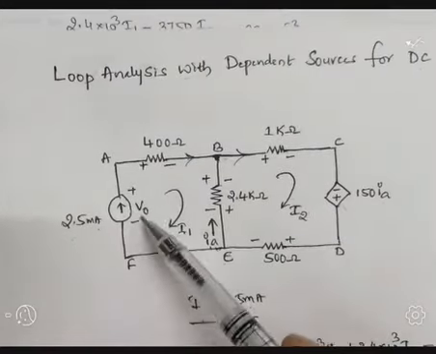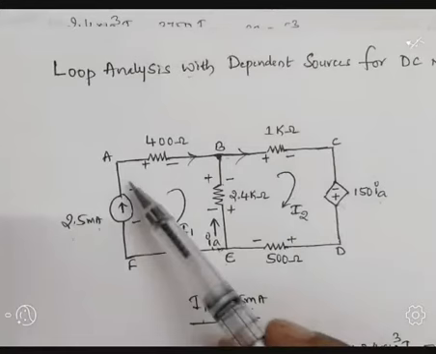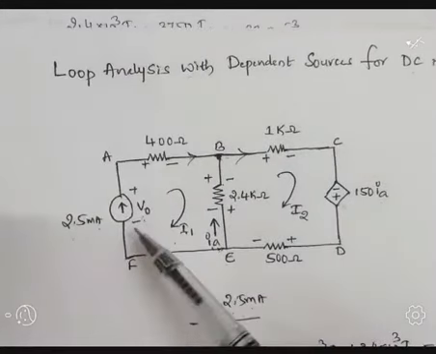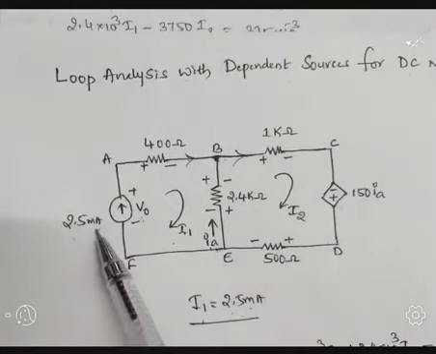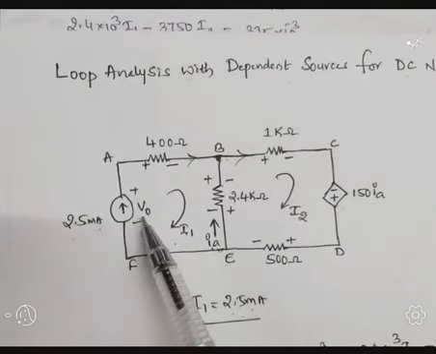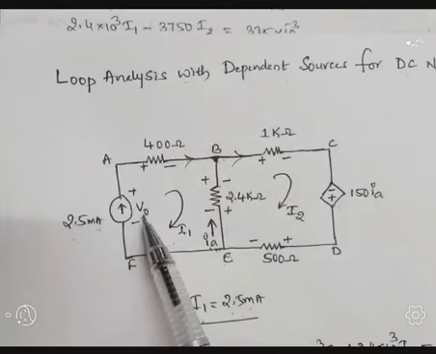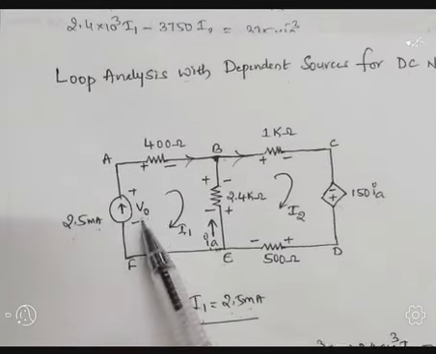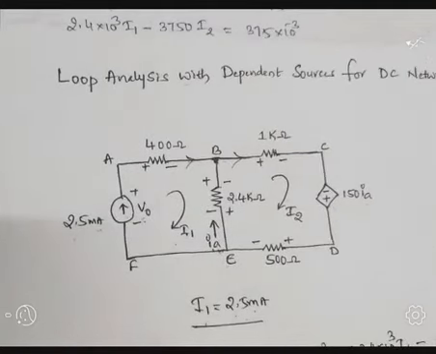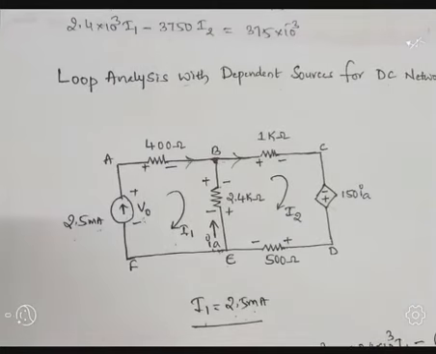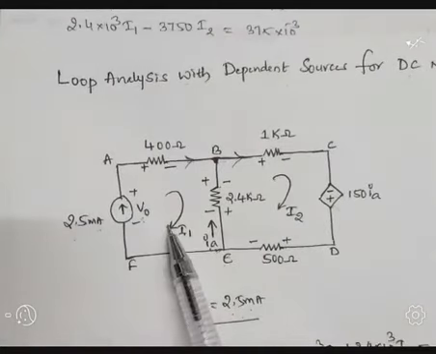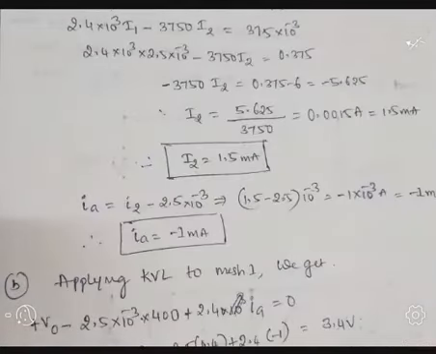The voltage across this branch is represented as V naught. Hence, the power delivered by this independent source, that is 2.5 milliamperes, is calculated by multiplying the voltage V naught by 2.5 milliamperes. But we don't know the value of V naught, so first we have to calculate it. Because of that, I'm going to apply the KVL to mesh 1.